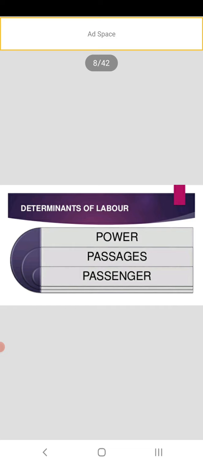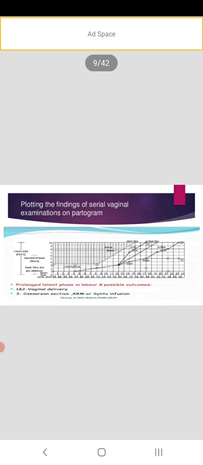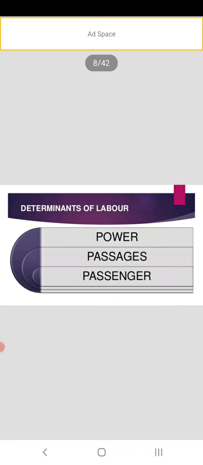Determinants of labor: power, passages, passenger. Power means how we are giving the power. If we are giving the power, then the baby comes out.